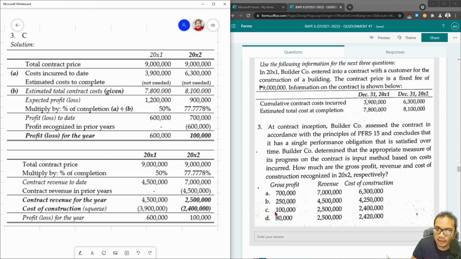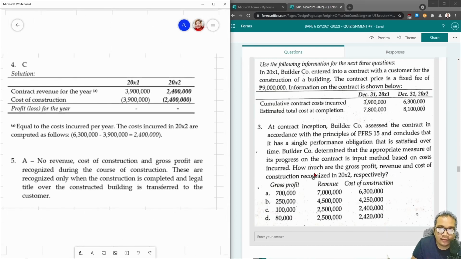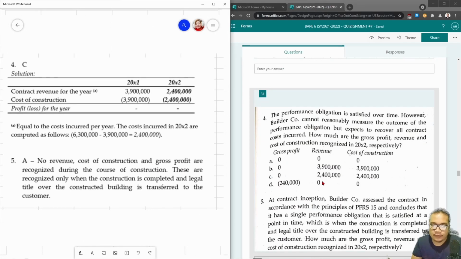So, yun. Letter, ano yun siya? So, letter C. Number 3, letter C. Dito pala. Now, let's go to the next one. Number 4. Same item pa rin, di ba?